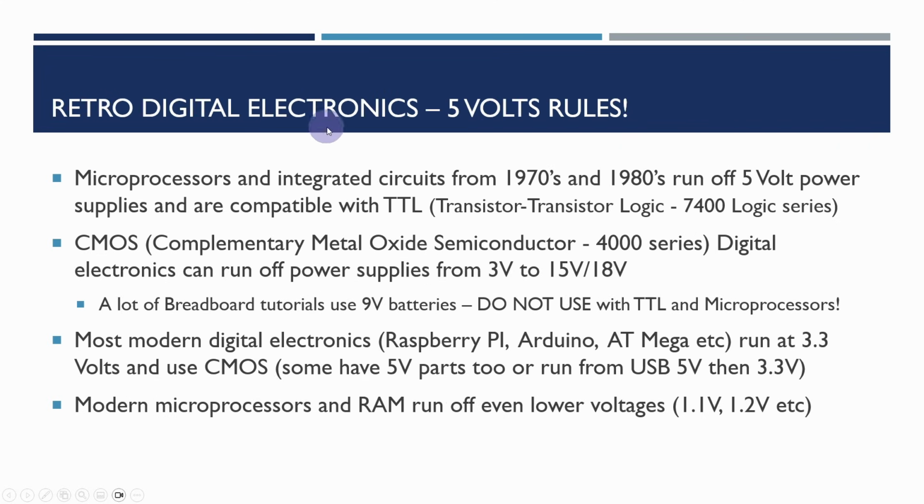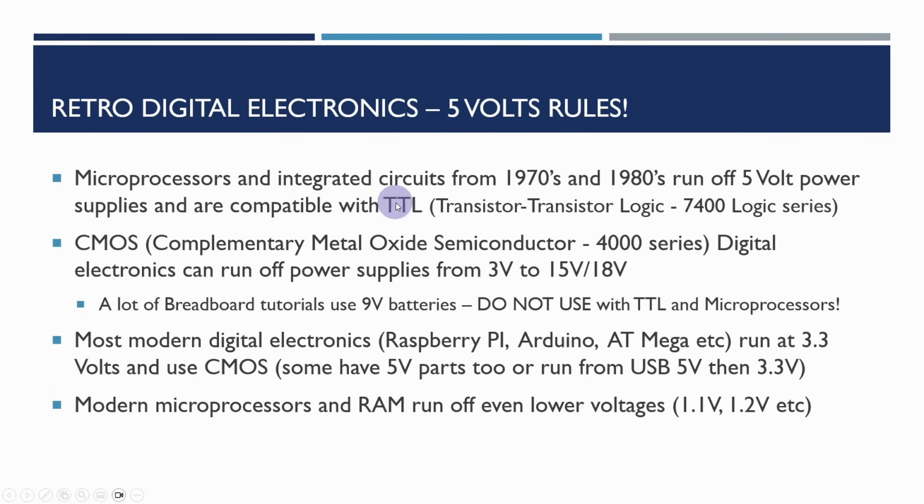So in retro digital electronics, 5 volts rules. So all the microprocessors and integrated circuits from the 70s and 80s that I've talked about already run off 5 volt power supplies. Those 5 volt power supplies need to be pretty accurately regulated, probably between about 4.75 and 5.25 volts.